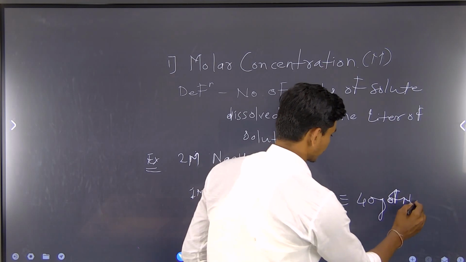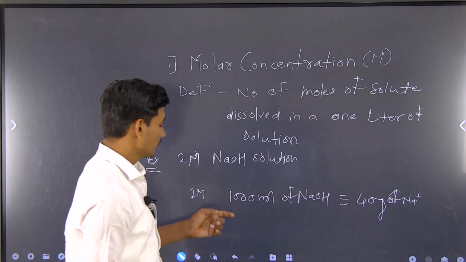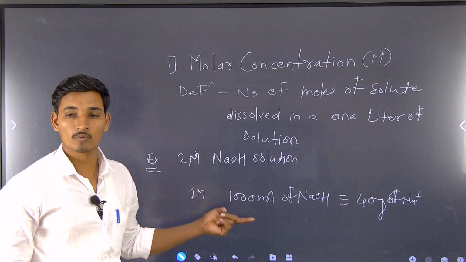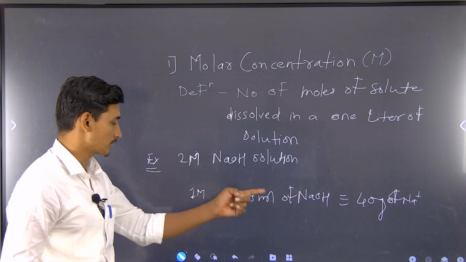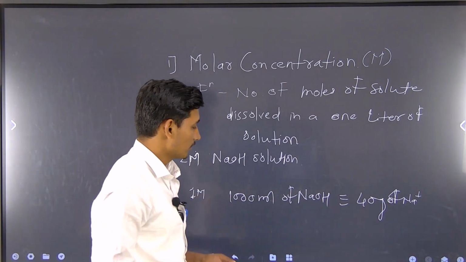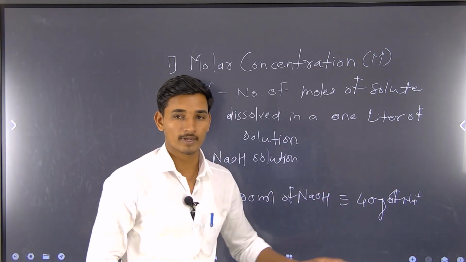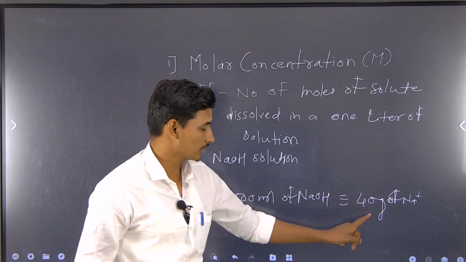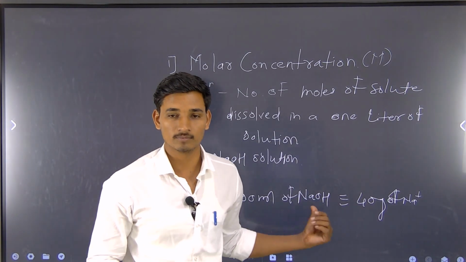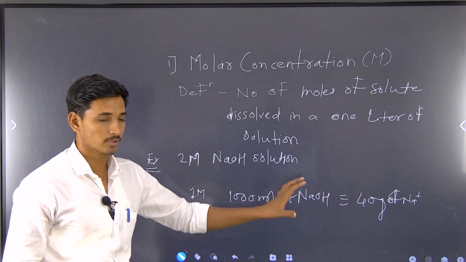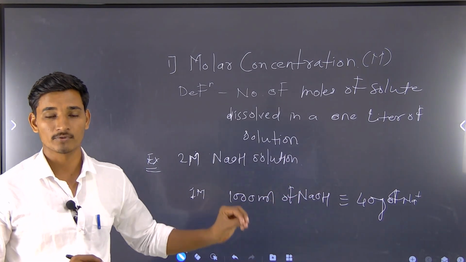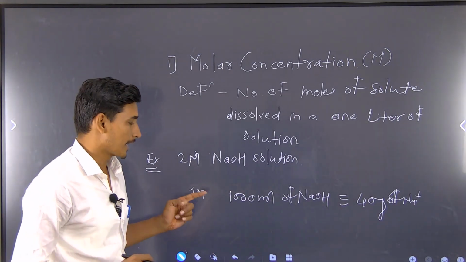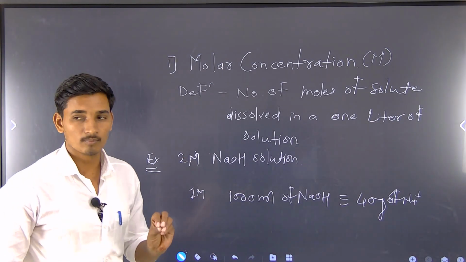That means we take 1000 ml of solvent or solution, then add 40 gram of NaOH to that solution, and this solution is a 1 molar solution. So what is 40? 40 is the molar mass of NaOH. How to calculate the molar mass of NaOH or any other chemical compound is already discussed in class. So this is the standard equation for calculating any molar solution.